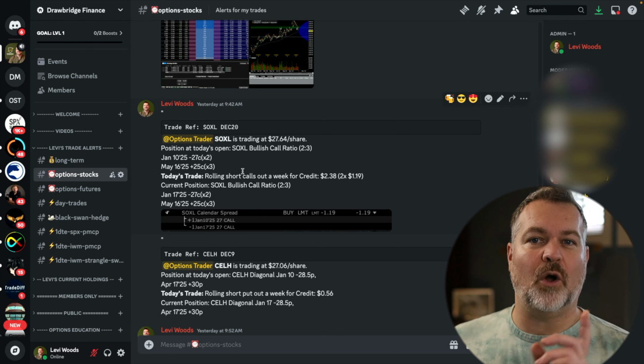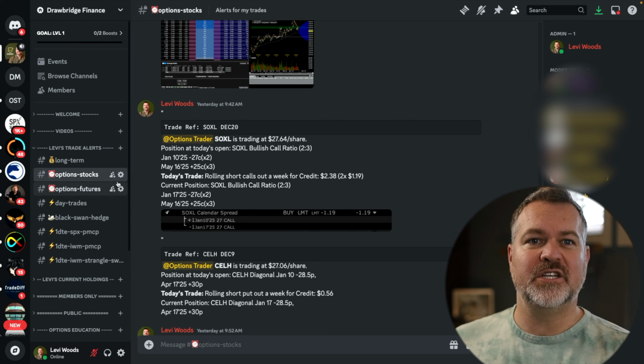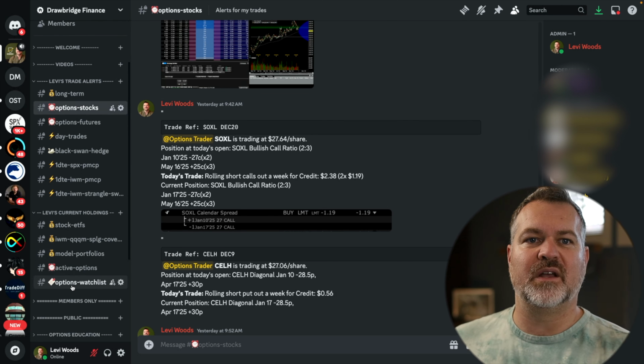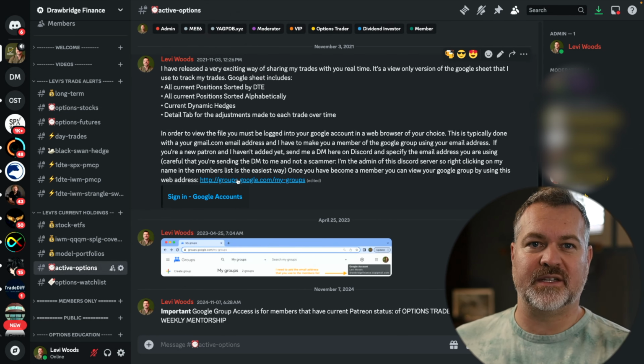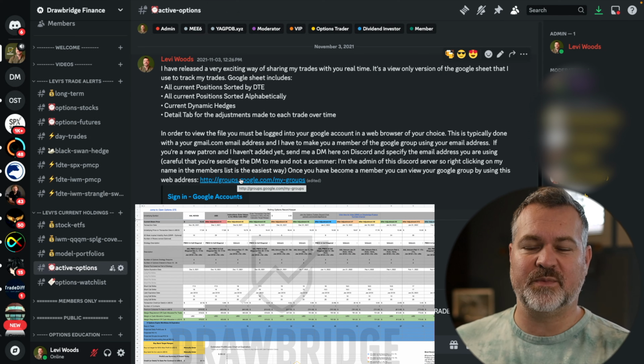Now, if you want to see all of the adjustments on that, there's 2 different ways you can do that. You can either go down to Levi's current holdings. You can go to the active options and you can head over to my groups. I keep this tab open all the time. There's a real-time spreadsheet. It records all of the trades in my RORC.